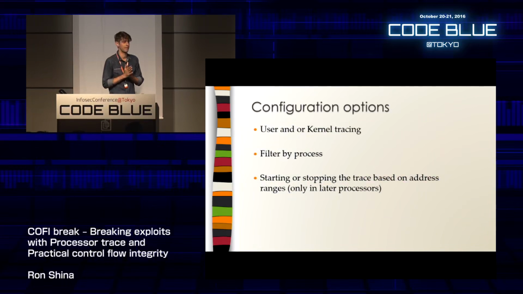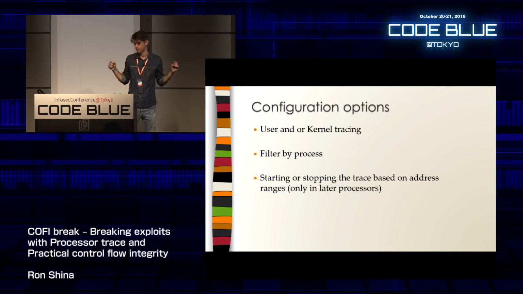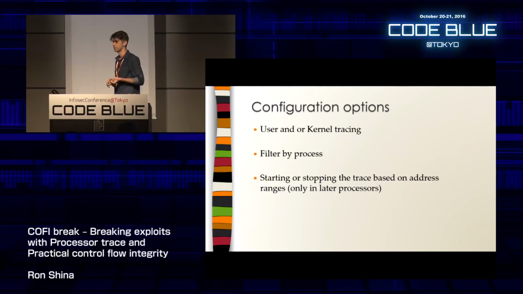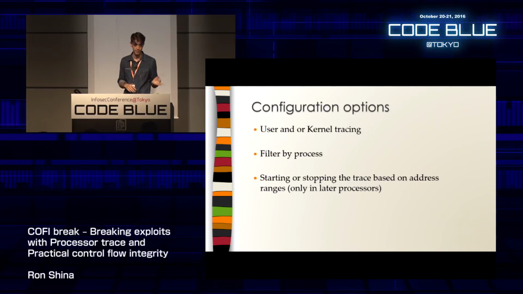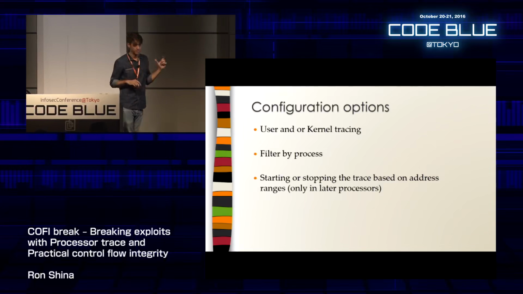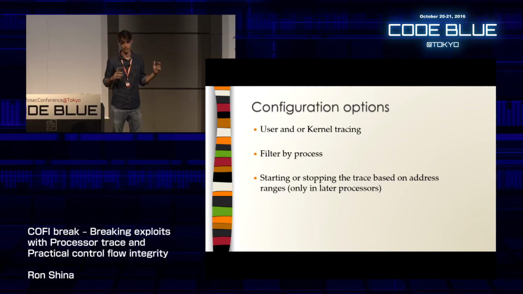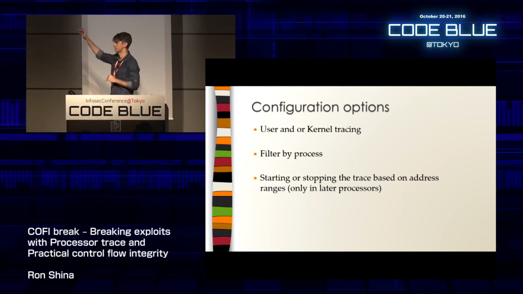Even if you are tracing, you probably wouldn't want to trace everything at any given point. So you can configure to trace user land, kernel land, or both. You can filter by processor. And you can filter by address range, either starting to trace in a certain address range or stopping, which means, let's say, only a certain module interests you, so you could just trace that.